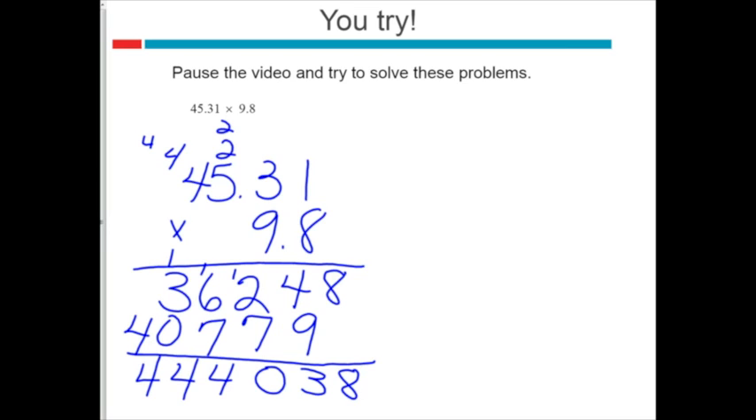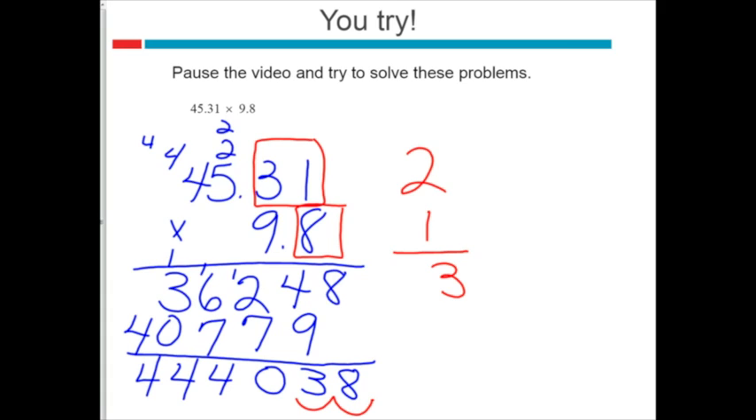So if you go back to the original problem, you see that there are 2 digits to the right of the decimal. There is 1 digit to the right of this decimal point. So we have a total of 3 decimal places. So we're going to start at the right, and we're going to move 1, 2, 3. So our result is 444 and 38 thousandths.